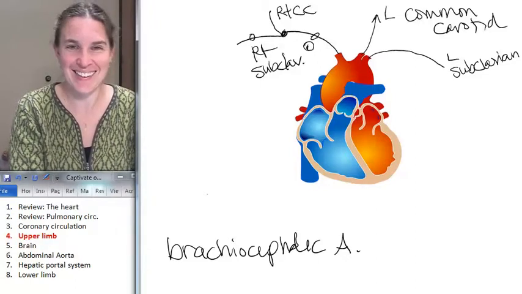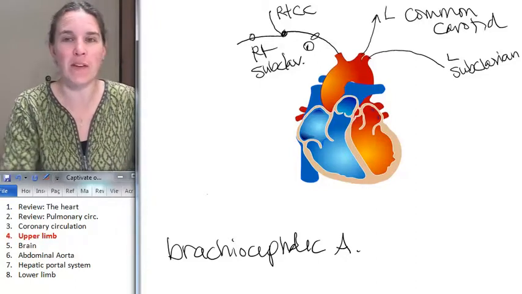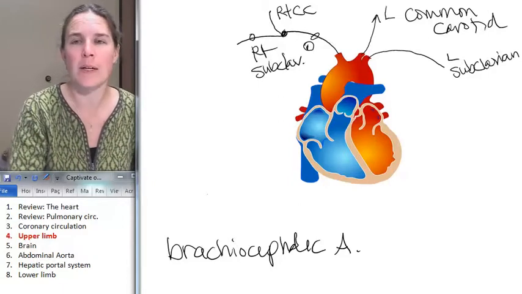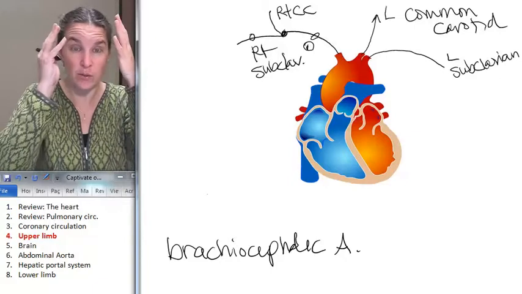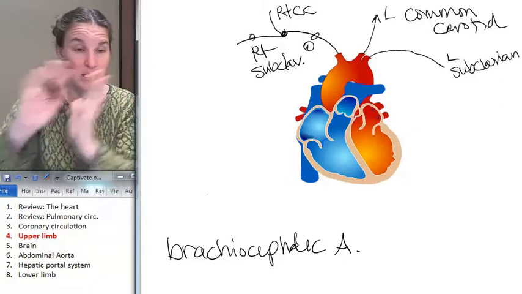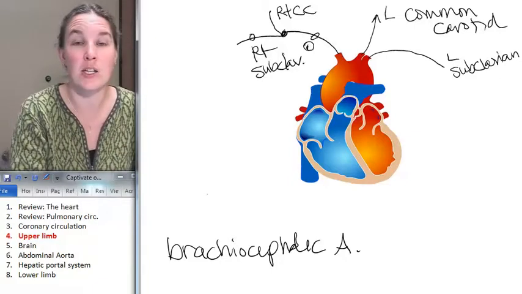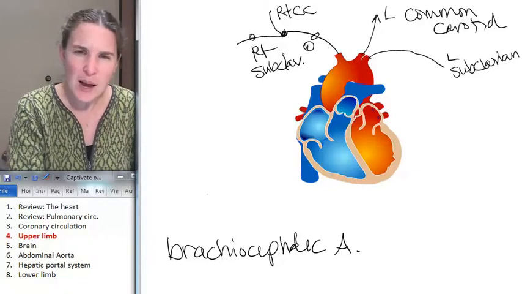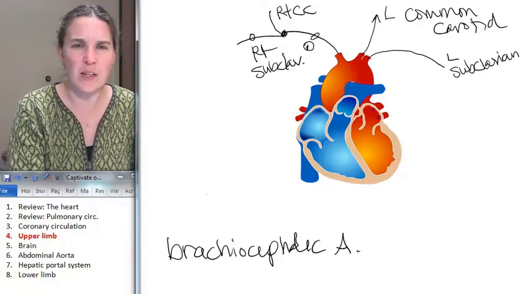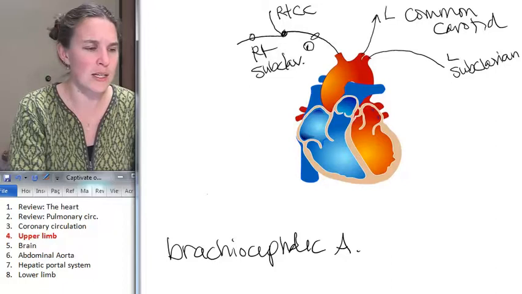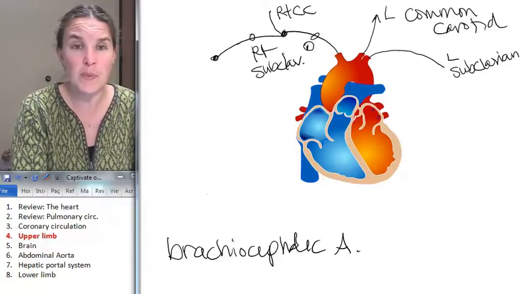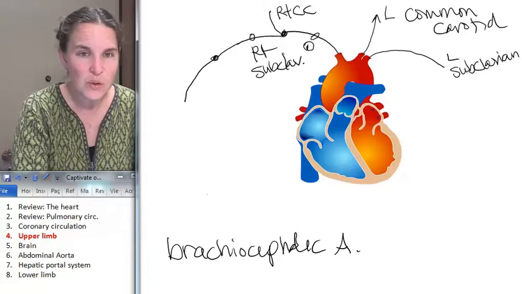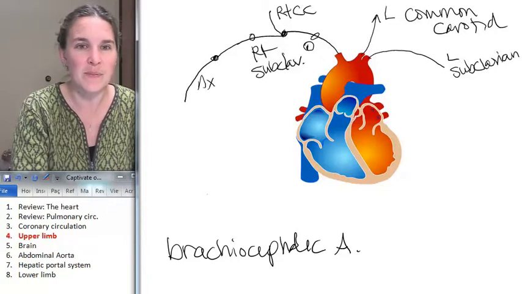Okay, the right subclavian and the left subclavian. From here on out, we're going to be normal. Our common carotid artery is going to feed our brain, and so we'll deal with that when we get to the brain in the next section. But let's see what happens to the subclavian, where it goes and what it does. There is going to be a point where it turns into the axillary artery.